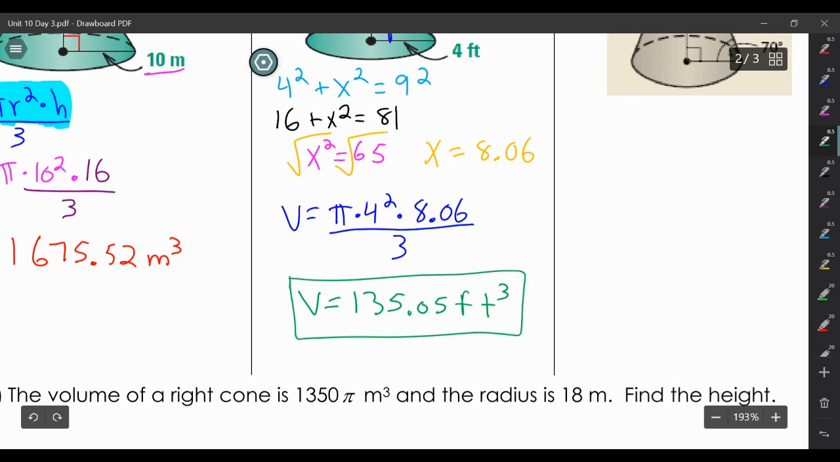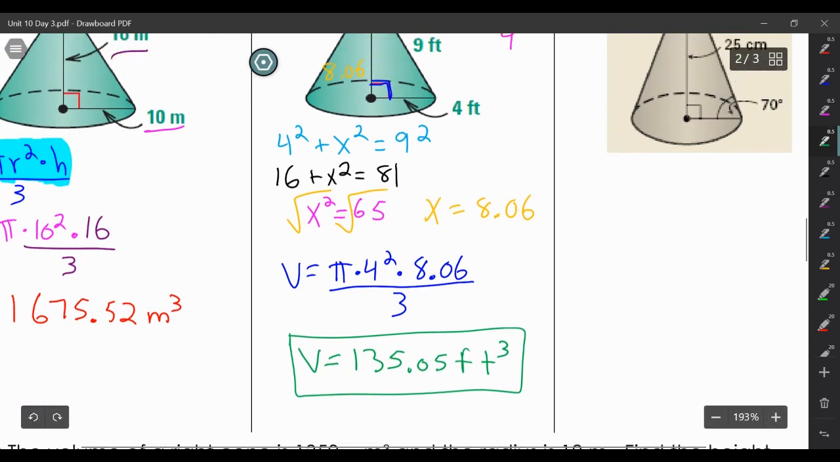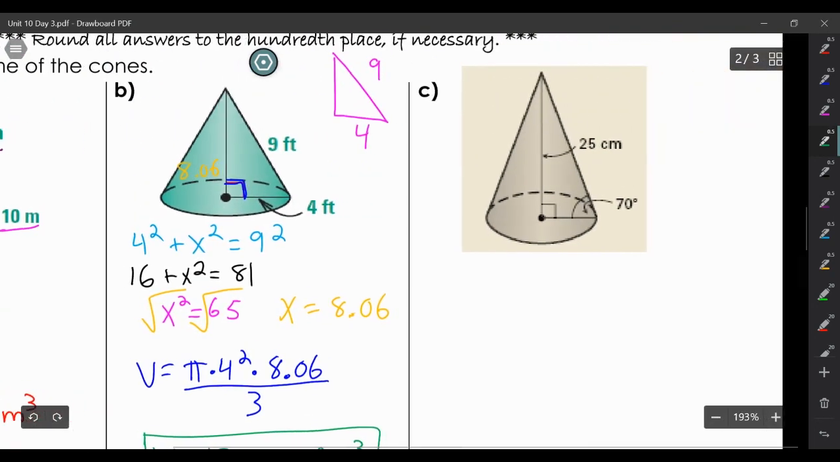Now, your answer might be slightly different if you are using pi or 3.14, or maybe a little bit more decimals after 3.14 for pi. If you have the work all laid out and your answer is slightly different because you used a different number for pi, that's fine. All right, let's look at letter C.